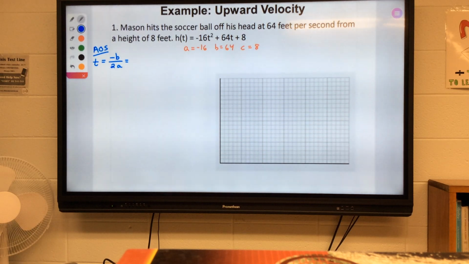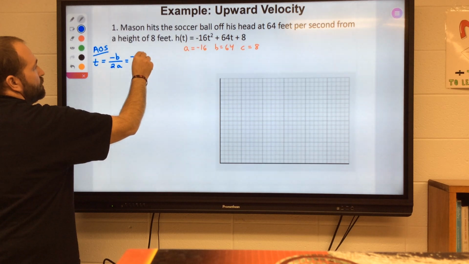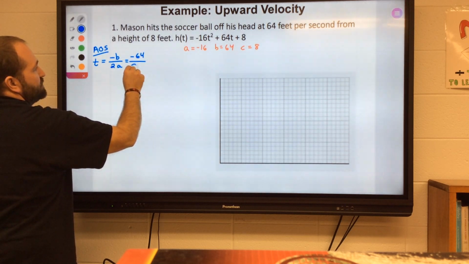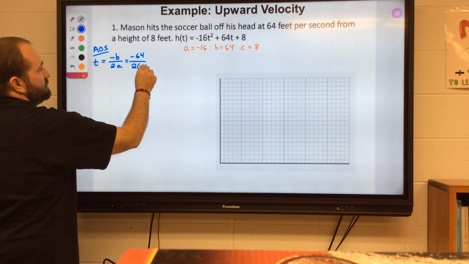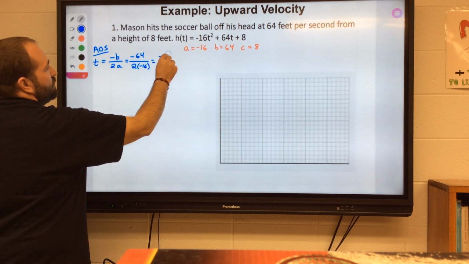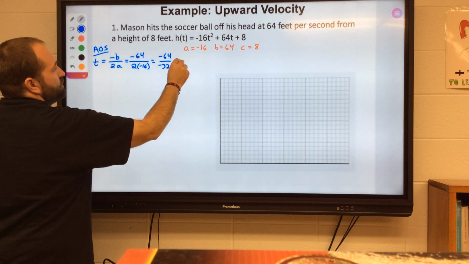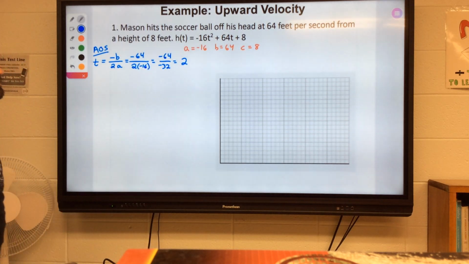Okay, so the opposite of B, the opposite of 64 is negative 64, over 2 times A, or 2 times negative 16, which gives me negative 64 over negative 32, which is equal to a positive 2.